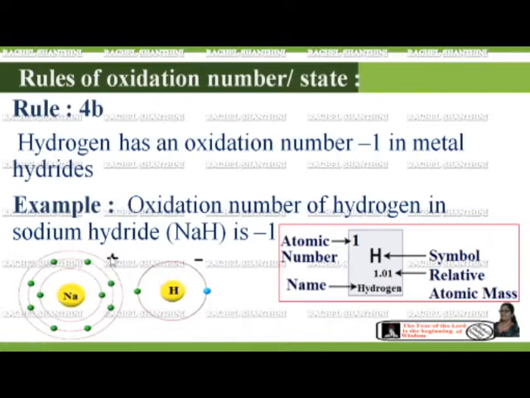We know that sodium has 1 electron in its outermost orbit, so it has the tendency to donate 1 electron to become stable. We know the atomic number of hydrogen is 1 and hydrogen has 1 electron in its orbit. In this case, hydrogen accepts 1 electron from sodium to become stable. Since hydrogen accepts 1 electron in metal hydrides, it attains a negative charge. So, the oxidation number of hydrogen in metal hydrides is -1.